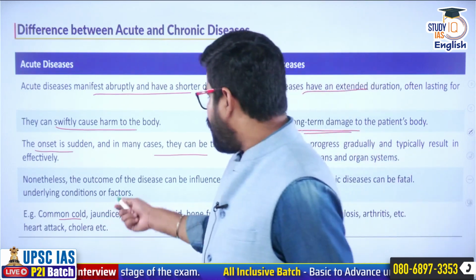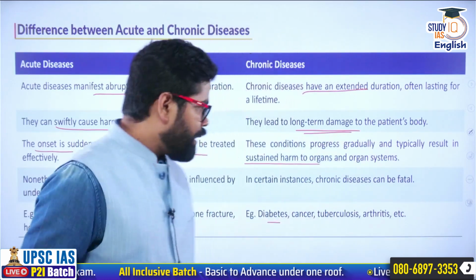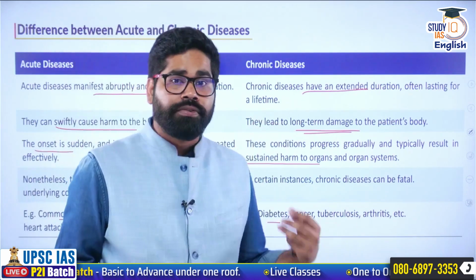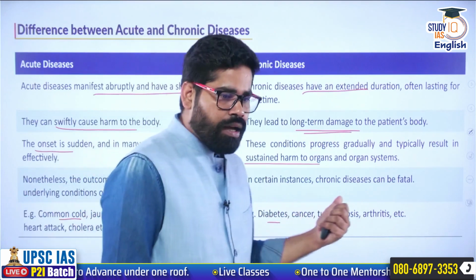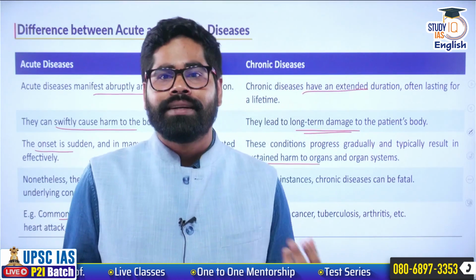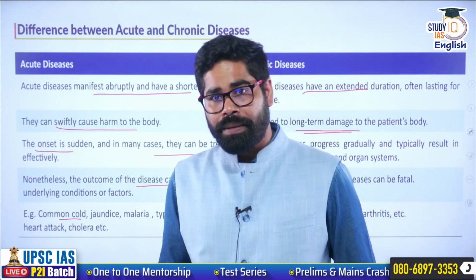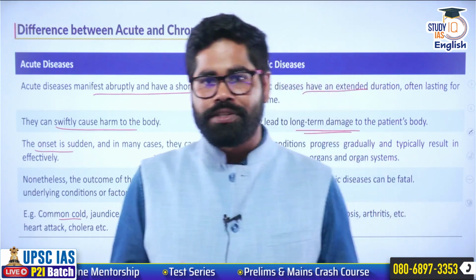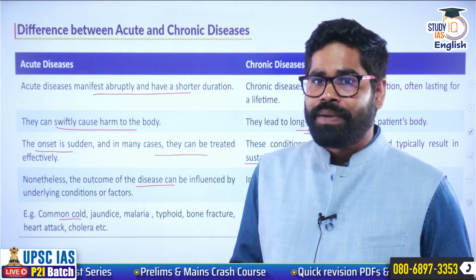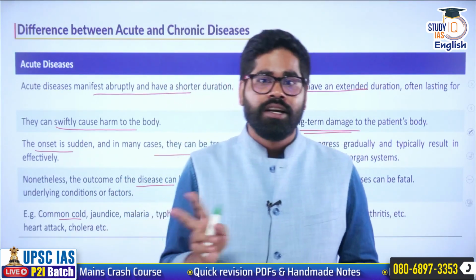Then see the outcome of the diseases. Acute diseases can also cause death of the person, but in chronic diseases there are more chances of fatality; the chances of death of the people are more likely. In the case of acute diseases, we have treatments, and if people are taking medications properly and their immune system is working properly, they can get out of the disease. But in the case of chronic diseases, this becomes a difficult task. So those are the two different types of diseases, acute and chronic diseases.